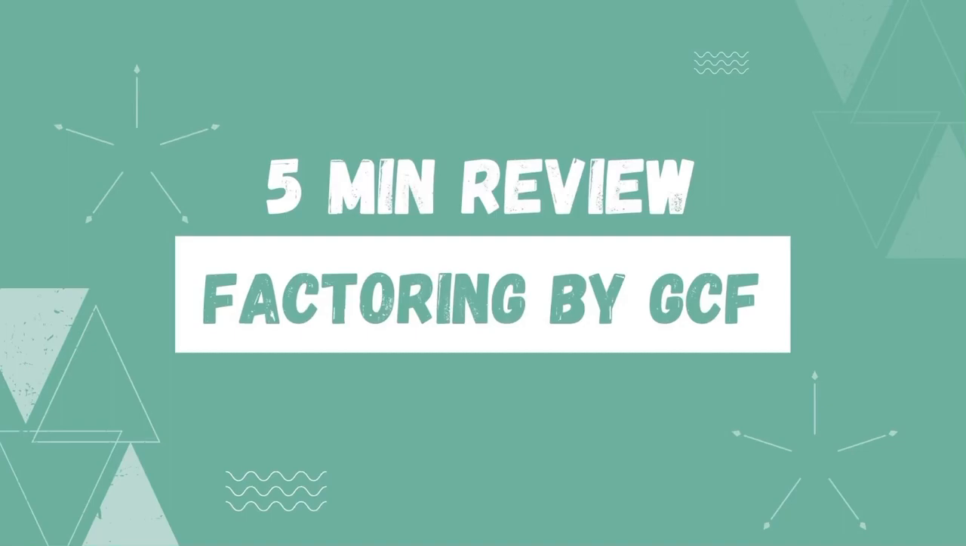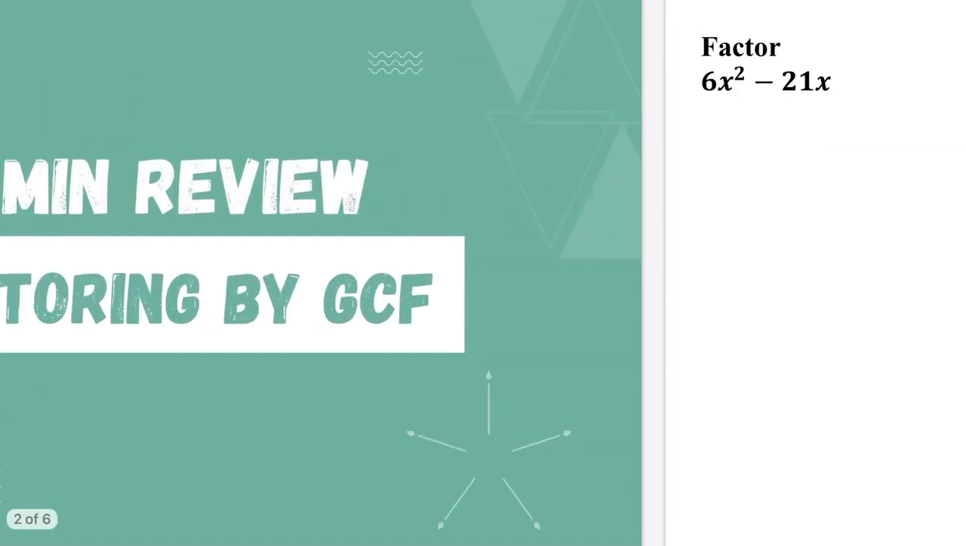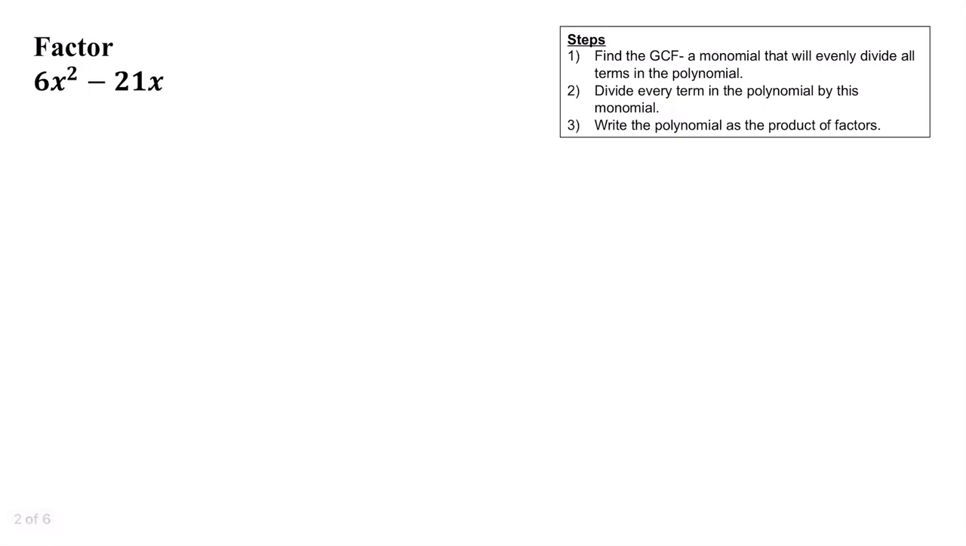We're going to talk about factoring by GCF in 5 minutes or less. So let's try factoring 6x squared minus 21x. So you want to look for a GCF, which means you're going to look for a number that evenly divides all the coefficients and the most number of variables you can pull out of both terms.